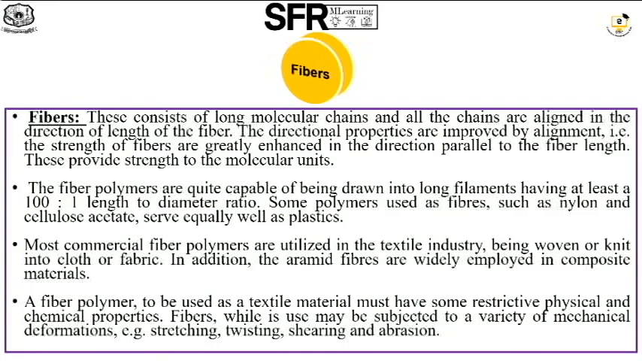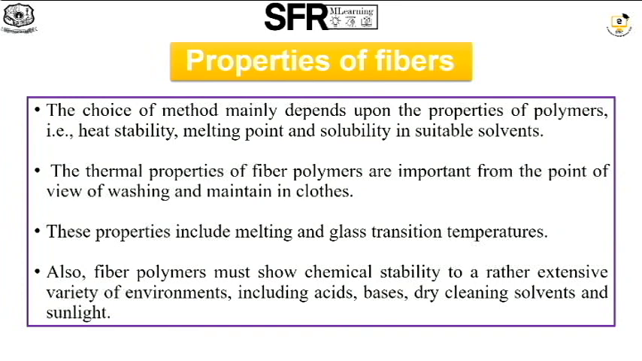A fiber polymer to be used as a textile material must have some restrictive physical and chemical properties. Fibers are subjected to a variety of mechanical deformations, for example stretching, twisting, shearing and abrasion. Next we will see about the properties of fibers.